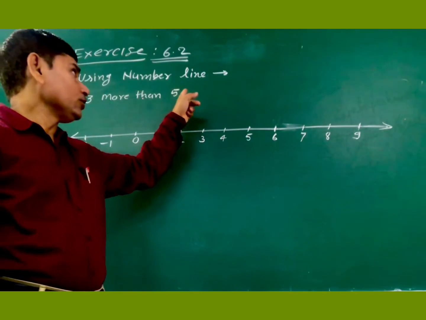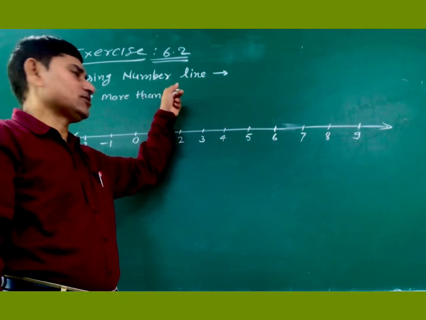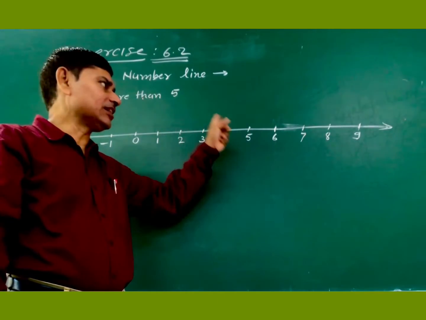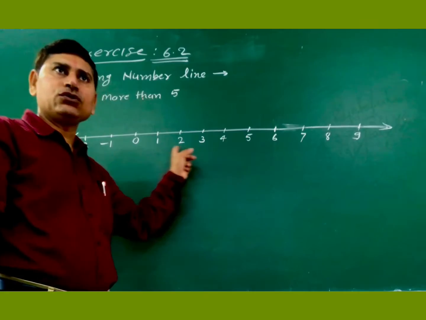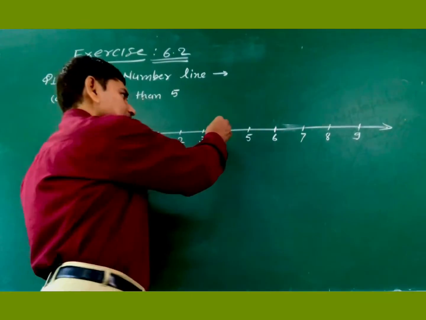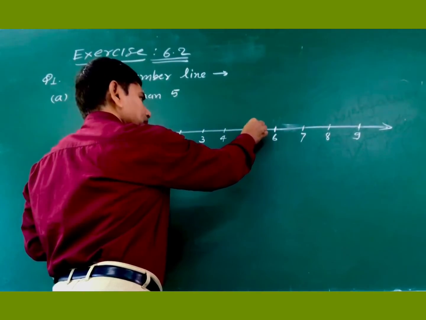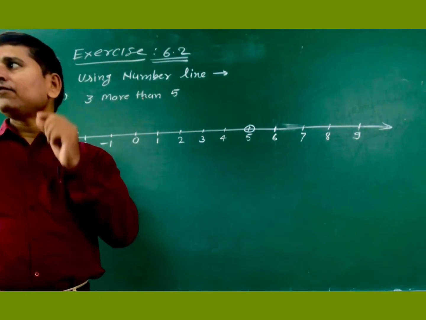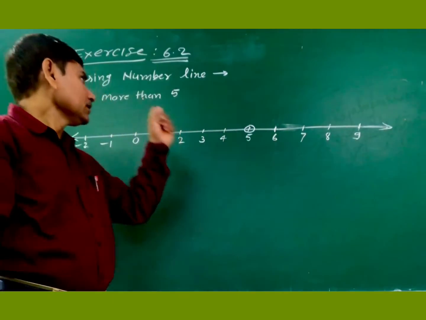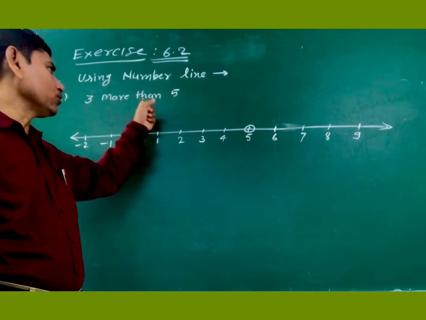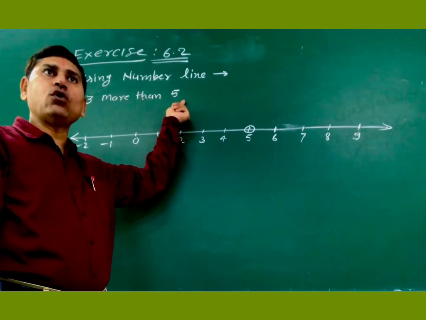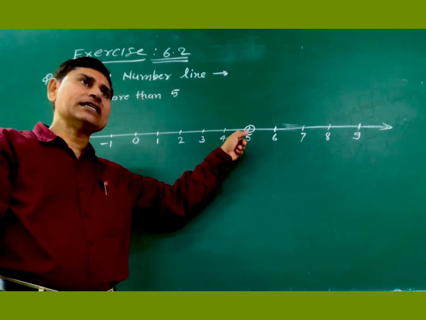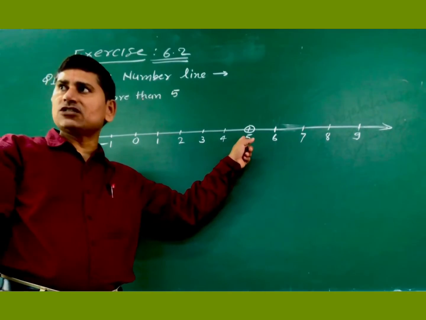First of all, you will observe where 5 is on the number line. So you can see this is the position of plus 5 on the number line. The first step is, the question says 3 more than 5. It means you observe where plus 5 is. So you can see this one is the plus 5.